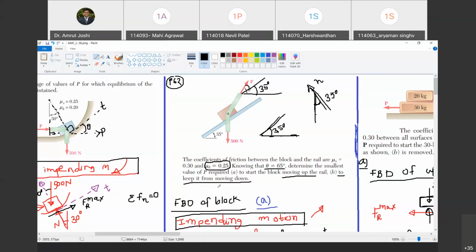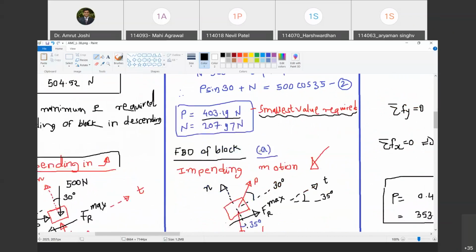So let us try solving that problem. So what is going to change? Now the block is about to move in the downward direction. So therefore, only the direction of the frictional force is going to be upward. That's the change in the free body diagram. Do you agree with me? Yes, sir. Yeah.